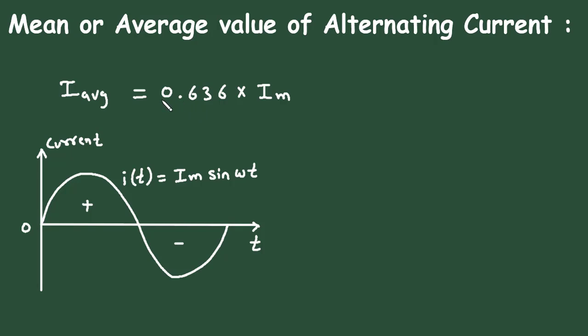So we want to know how this 0.636 came from. When we take the average of the whole cycle from 0 to the complete cycle, the total time is the period T. It is called the time period. Now if we take the average of this whole cycle, it will be 0. So we will take the average of this half cycle only, that is up to T by 2.